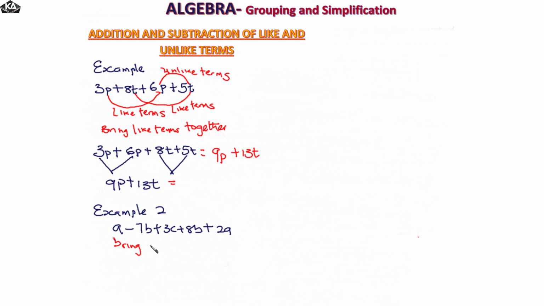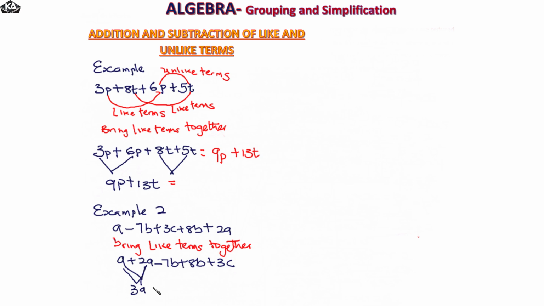Now you have your a plus 2a. Now let's go to b. No more value for a. Minus 7b plus 8b. There's no more value for b. Then plus 3c. Now you can add this up. Now a plus 2a, that is 1 plus 2. That will give us 3a. Then you bring one of the a down.